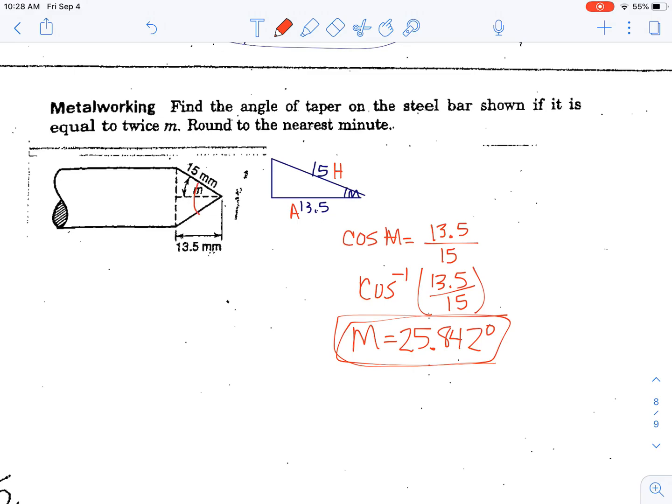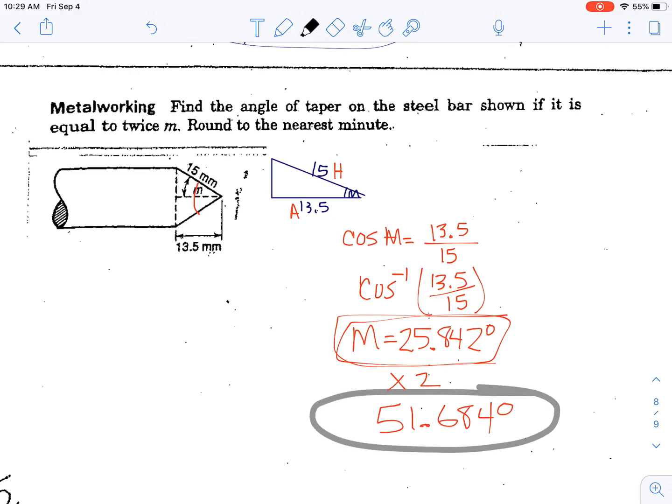Now we're going to keep going further here because that's just one side of that taper. We need the whole side. So we would double this, right, to get the whole thing: 51.684 degrees for our whole taper. Now, I want you to notice, this is kind of an extra thing to do. Look at that, that says round to the nearest minute. So technically our decimal answer is wrong.